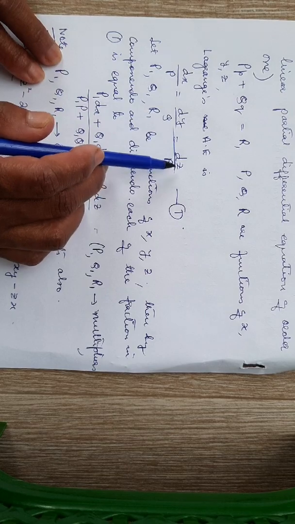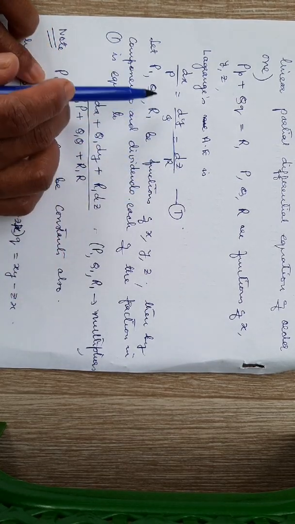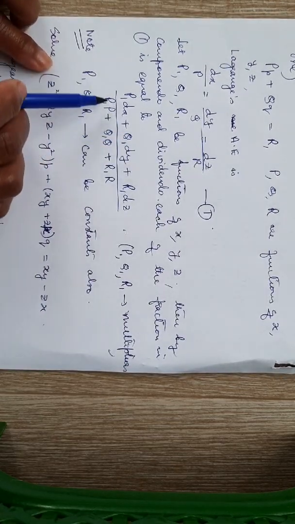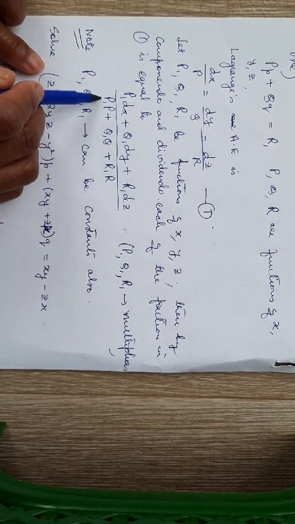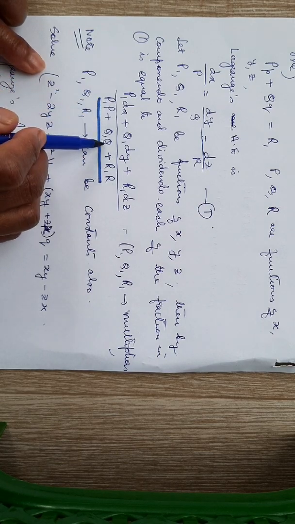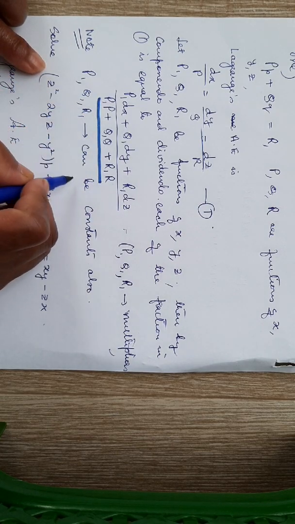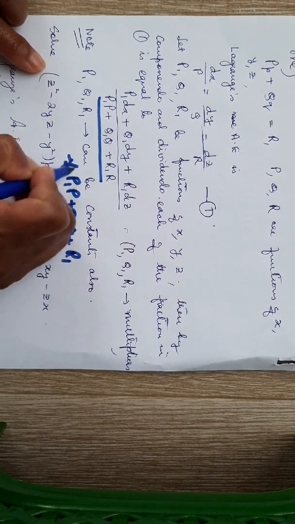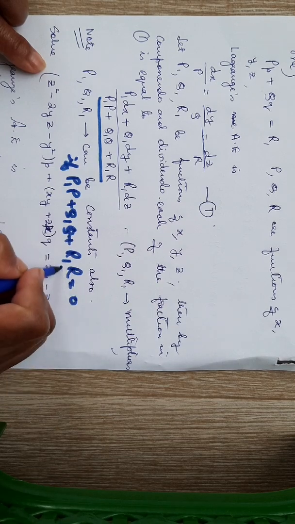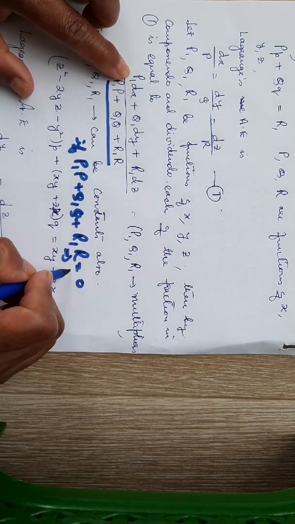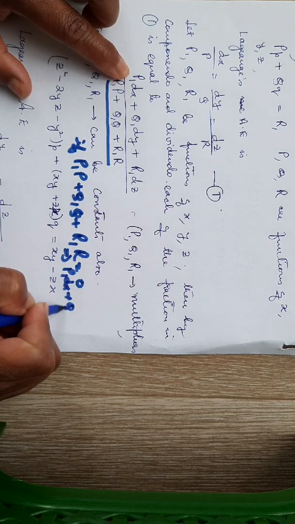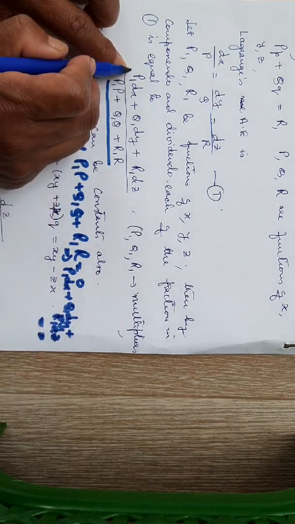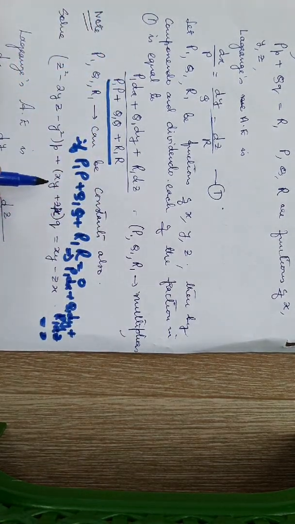Here P1, Q1, R1 are called multipliers; they can be functions of x, y, z, or constants also. Now if the denominator P1 P + Q1 Q + R1 R is equal to 0, then it implies that the numerator P1 dx + Q1 dy + R1 dz is equal to 0, and from here you will get one independent solution.